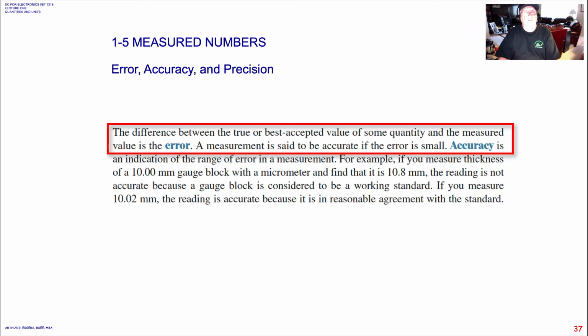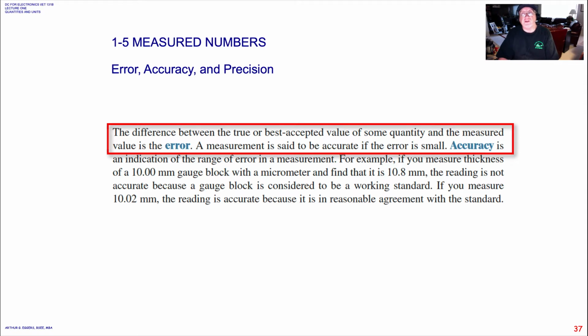Okay, in this section on measured numbers, we're going to look at the error, accuracy, and precision. So what are we talking about when we're looking at these measures? The difference between the true or best accepted value of some quantity and the measured value is the error.